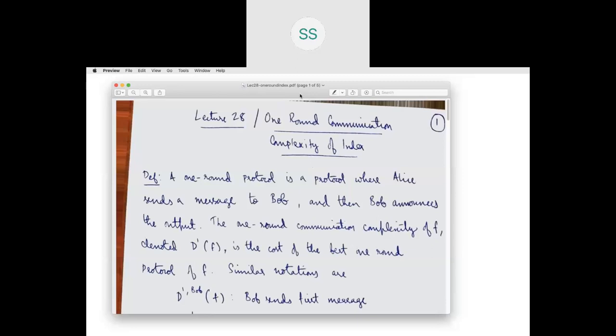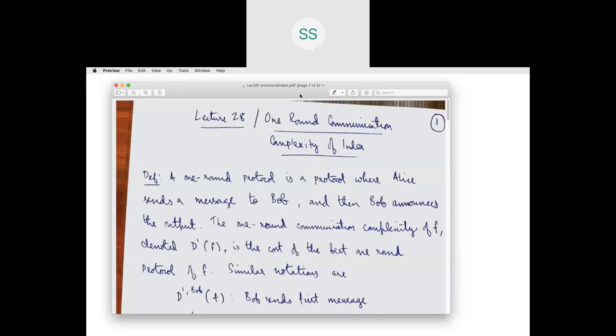In the models that we have seen till now, we don't restrict. The only thing that we are concerned about is the total number of bits communicated between Alice and Bob. In one round communication complexity, we are not only bothered about the total number of bits communicated, we are also not going to allow this back and forth. So the model is that Alice will send something to Bob, and then Bob will send the answer. That's it. There is no repeated back and forth that is going to be permitted. So we are placing an additional restriction.